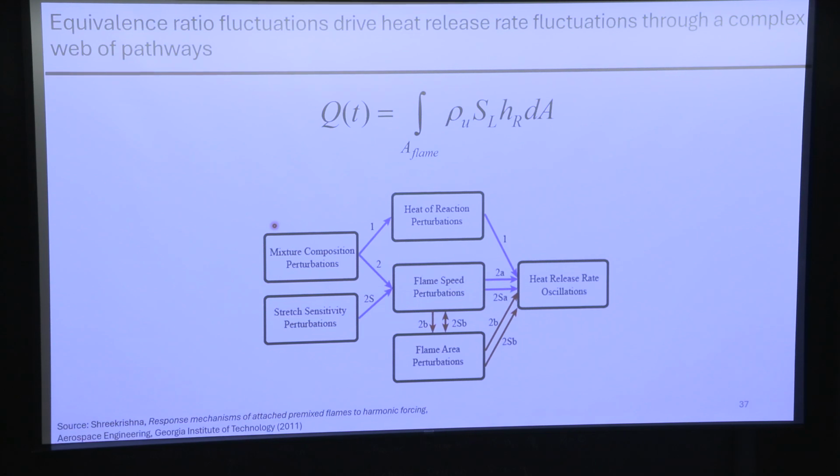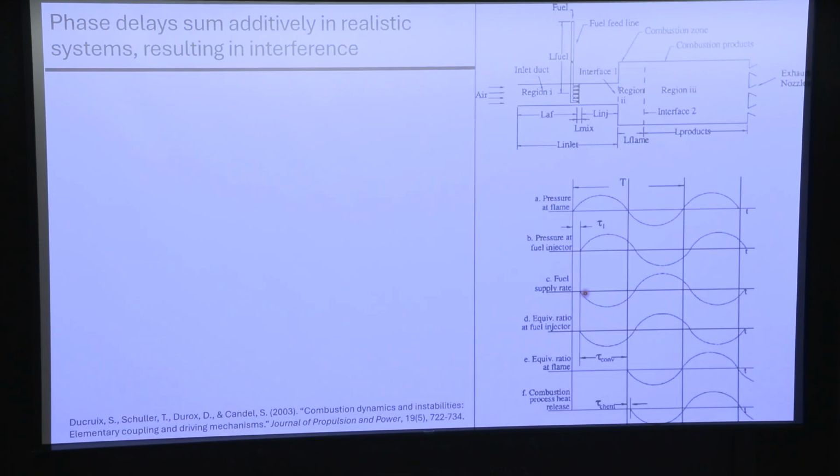The diagram here is much more complicated because now the mixture composition affects all this stuff. And so you have heat of reaction perturbations, flame speed perturbations, which can cause flame area perturbations. All of this feeds into different pathways to the heat release rate. His big contribution for his thesis was doing a lot of really good work on this. And it's very instructive. I'm not going to go into the details, but definitely worth reading if you're interested in this work at some point.